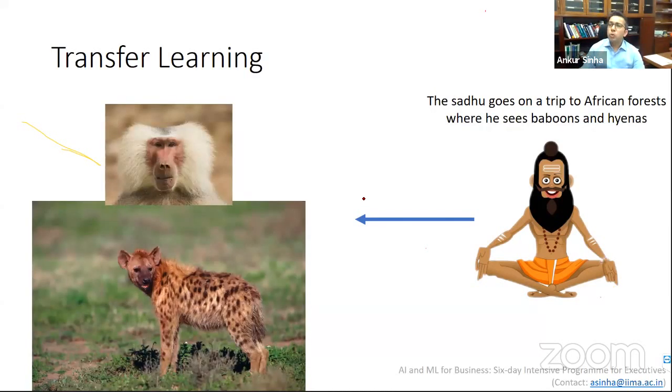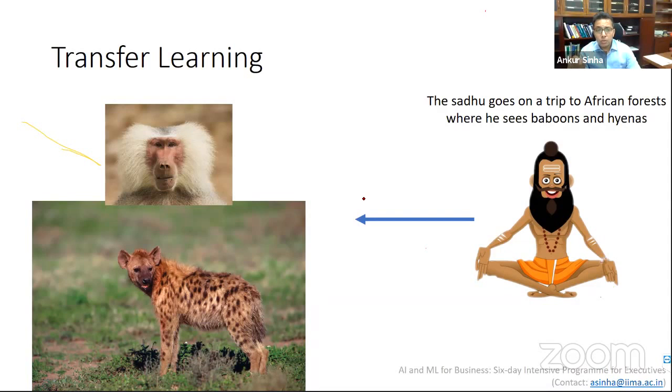This sadhu goes to the African forests. Now, when this sadhu goes to the African forests, he sees these two animals. The first animal is a baboon, and the second animal is a hyena. Now, the question is, what will the sadhu say? Now, the sadhu already has a model existing in his mind.